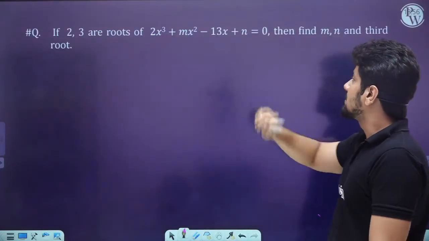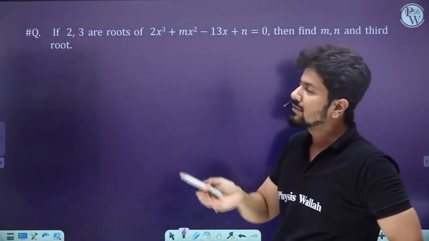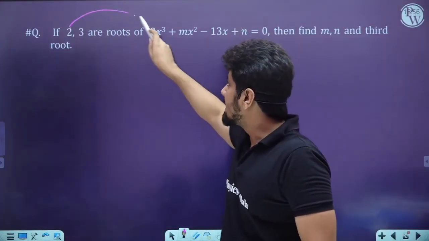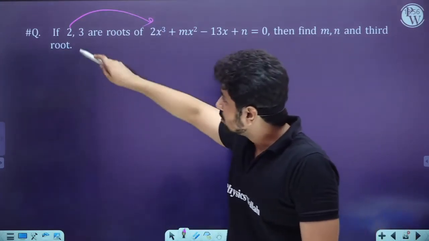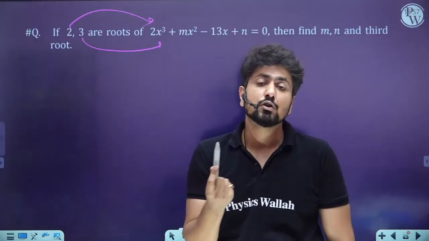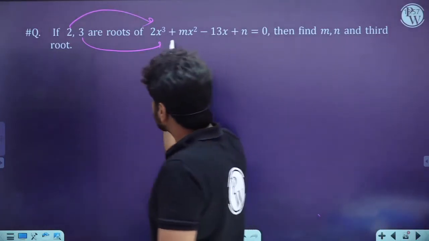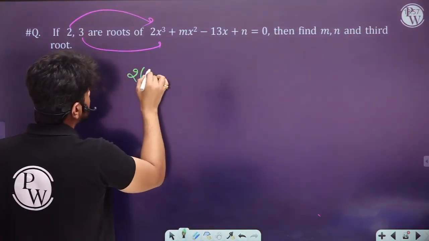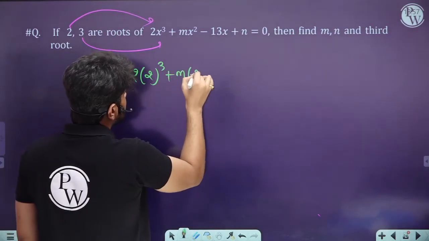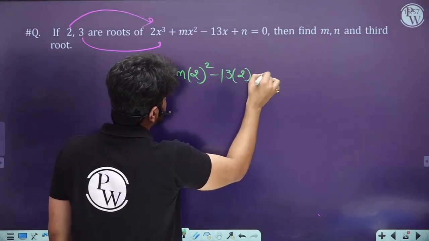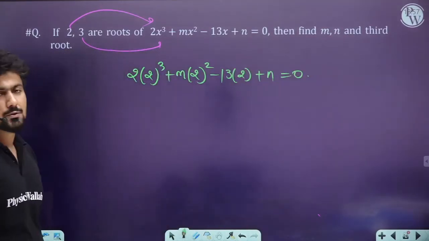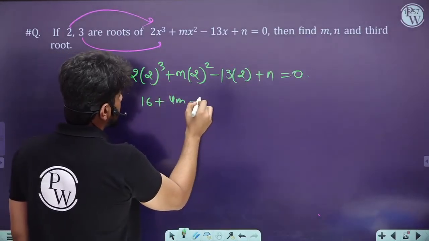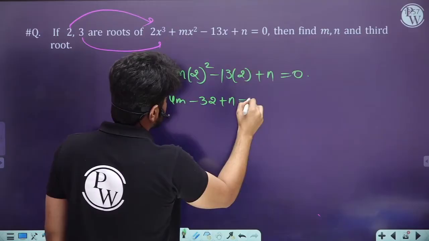If 2, 3 are the roots of this equation, then find the value for m, n and the third root. Two roots are given. 2 is the root of this equation, so 2 will satisfy this entire equation. The same goes for 3. So in place of variable x, I put the value for x as 2. I get 2 times 2 cube plus m times 2 square minus 13 times 2 plus n. That should be equal to 0. So what do I get? This is 16 plus 4m minus 32 plus n is equal to 0.